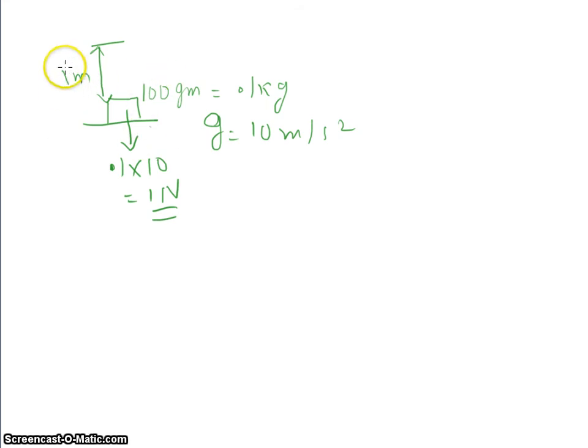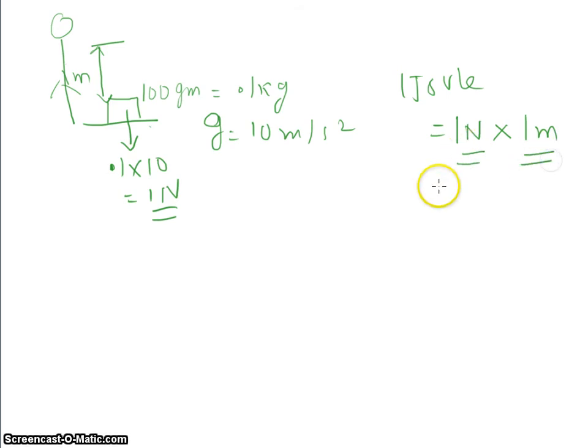So by definition, now let me draw a picture of myself. I'm trying to lift it. So by definition, 1 joule is the amount of energy that I spend in lifting a 1 Newton body by 1 meter. Or if I apply a force of 1 Newton over 1 meter, then that's 1 joule. So work done is equal to force into displacement.